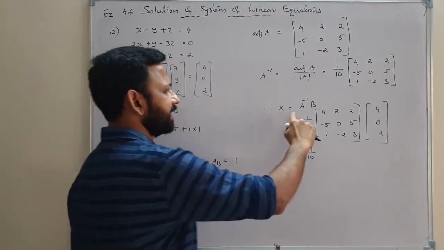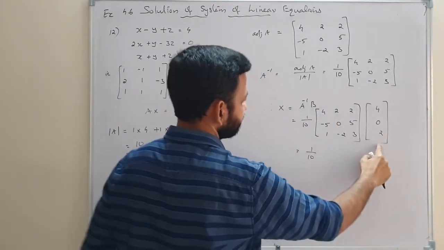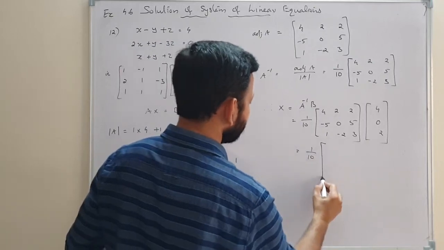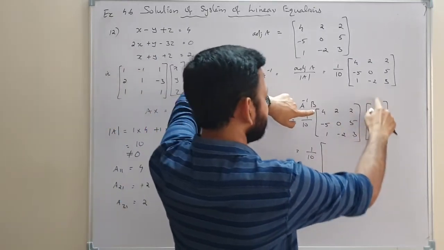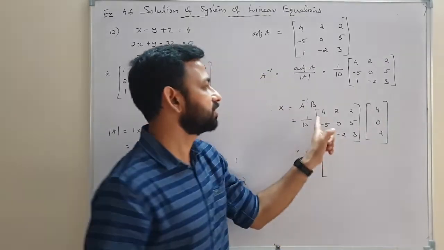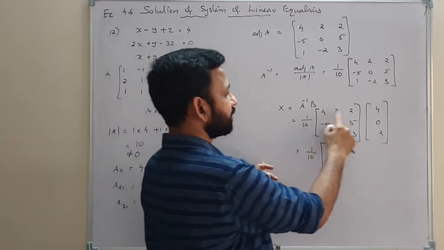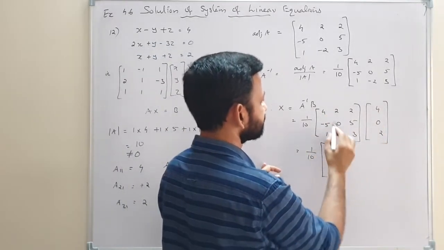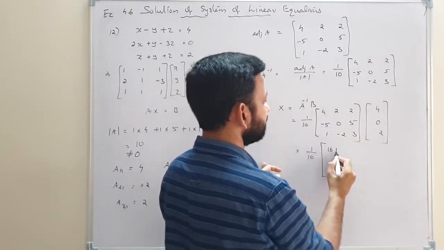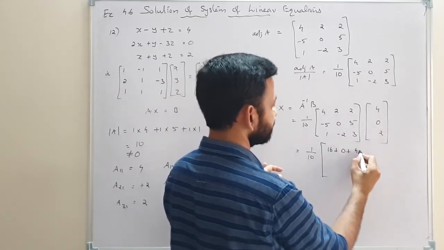Now we are going to find the product of these two matrices. First row into first column. So here we will get a column matrix. First row into first column, then second row, then third row. So when we find the product of first row and first column, 4 into 4, 16, plus 2 into 0, 0, plus 2 into 2, 4.